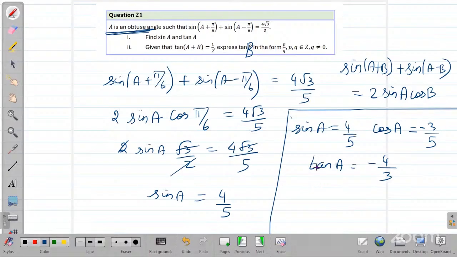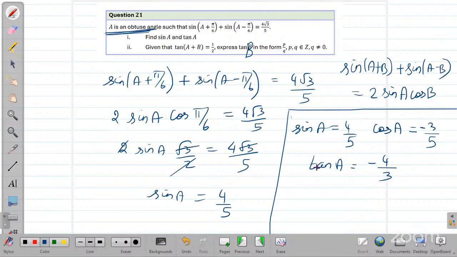So check whether you're able to understand this problem. Clear with this problem? Clear. Yeah. The solution? Mm-hmm.